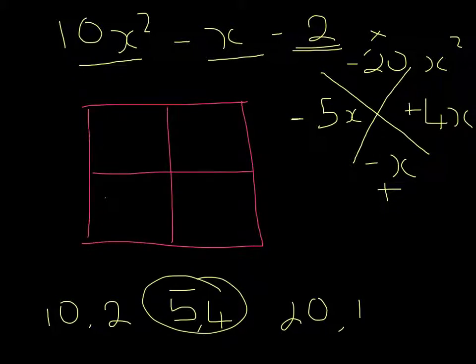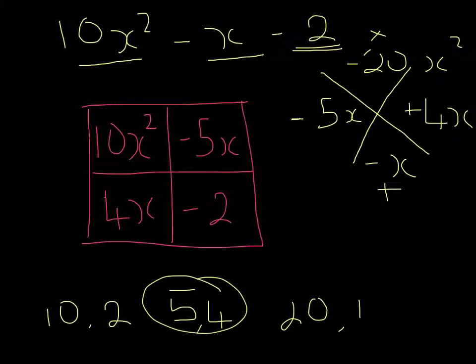First square is this one, so that's 10x squared. Second square is this one, so that is minus 5x. Third square is this one over here, that's 4x. And our last square is our last term, which is this one, and that is minus 2. Okay, let's have a go at factorising this.